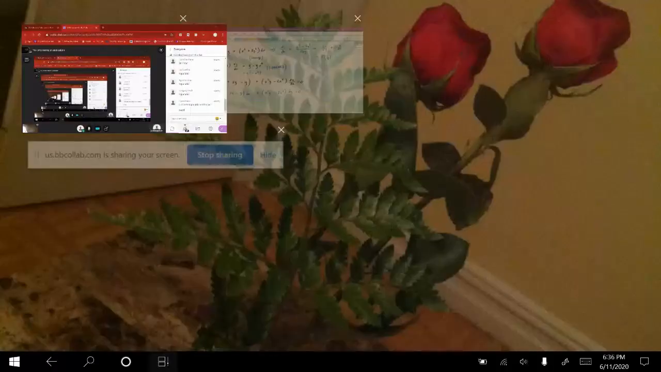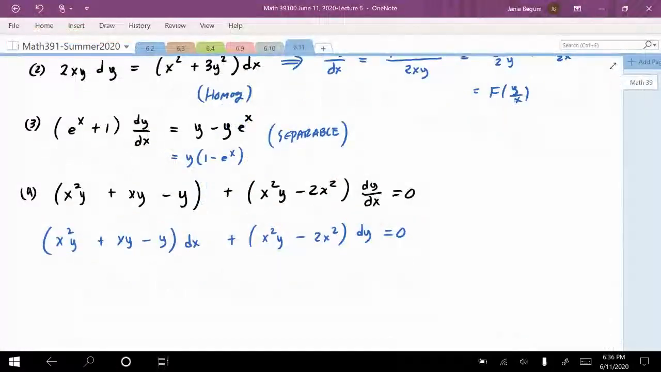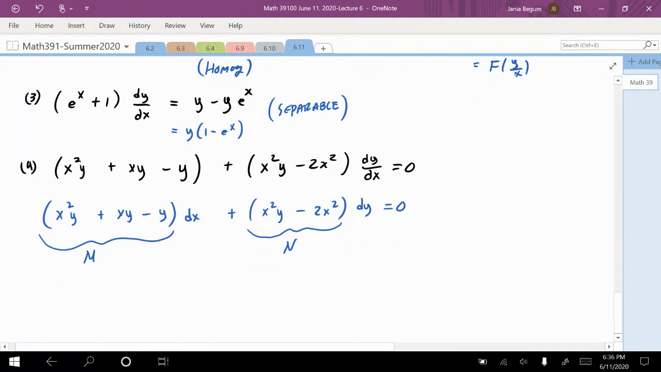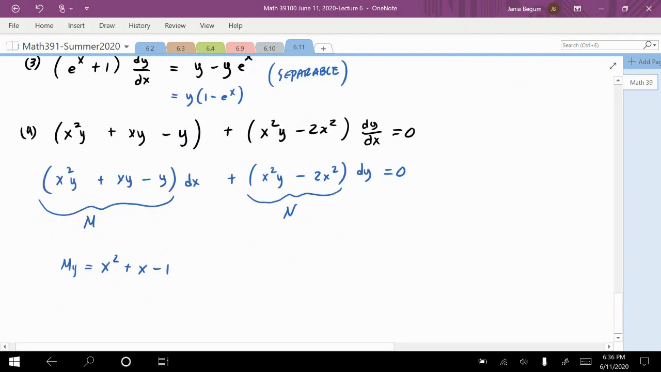So Liana says it's exact. Okay, let's check it out, right? So this is the function, we call it M, and this is the function, we call it N. Let's check if their partial derivatives are equal, right? So we take partial M with respect to y, we get x squared plus x minus 1, right? And then we take partial of N with respect to x, so what will that give us?